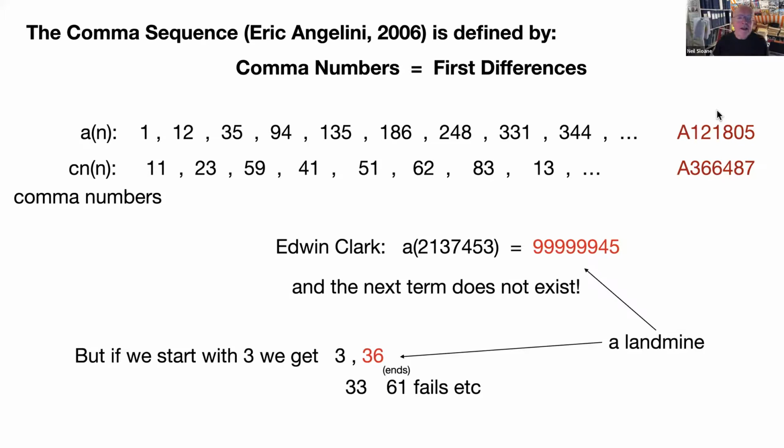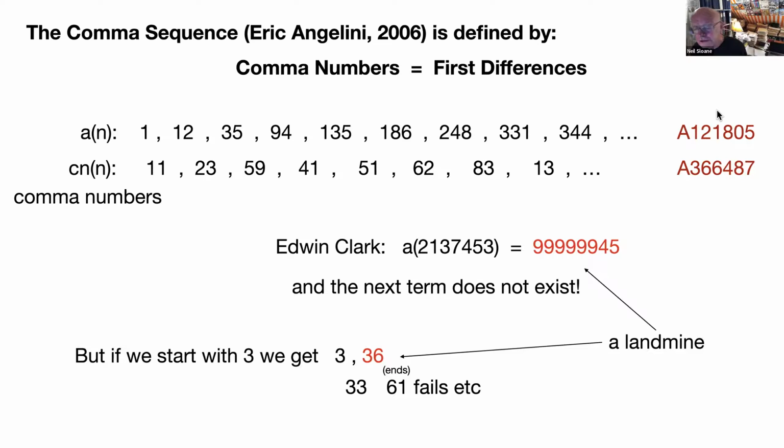When Eric sent the sequence in, he didn't know what would happen. He computed a few thousand terms, and it seemed to be going along very nicely, but he didn't know what would ultimately happen. Shortly afterwards, Edwin Clark noticed that it stops after a while. When you get up to about 2 million terms, 2137453 terms, the term at that point is 9999945.